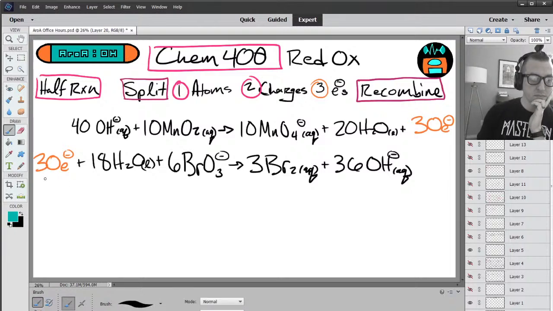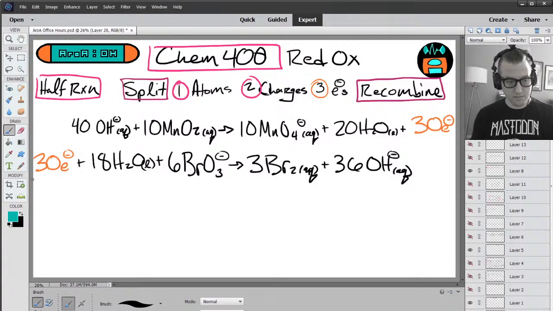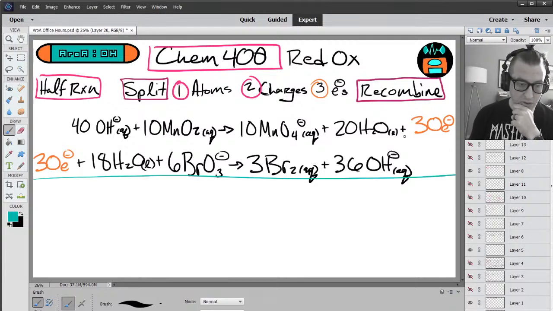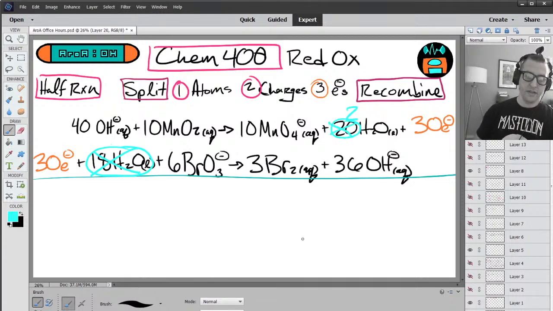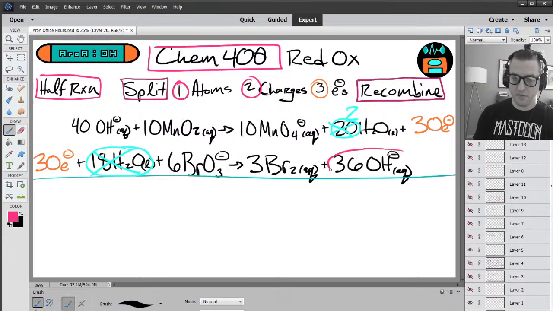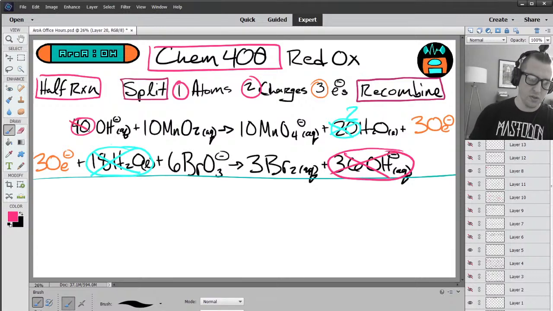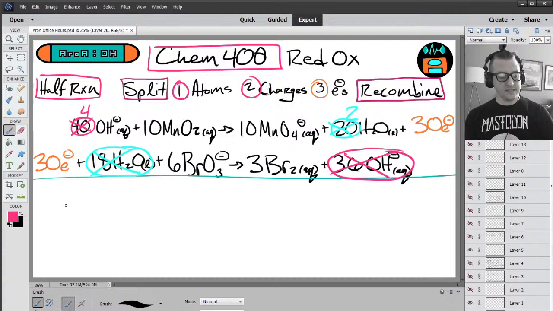Now, several things are going to cancel when we add these 2 together. Specifically, we have 18 water molecules on the reactant side for the bromine half reaction. We have 20 on the product side for the manganese half reaction. So this 18 will cancel all but 2 of these water molecules. Another species that's going to cancel is hydroxide. We have 36 on the product side of the bromine half reaction. We have 40 on the reactant side of the manganese half reaction. So 36 will cancel all but 4 of these.